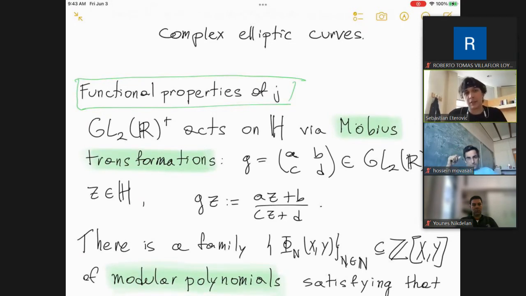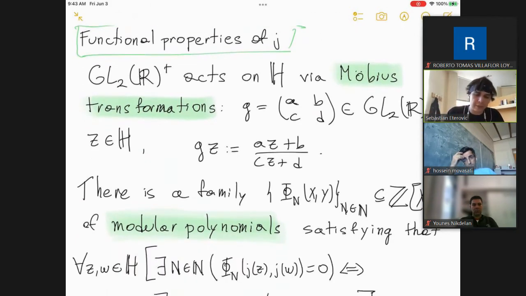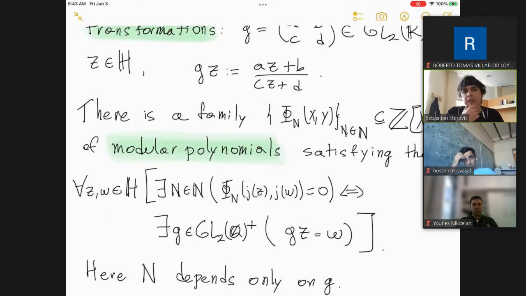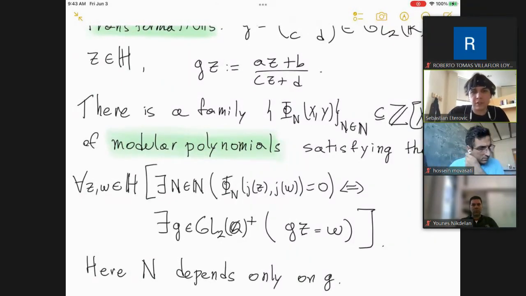Now, in some cases, for certain kinds of matrices, the J function is able to witness the action. And so in order to be able to say this precisely, what we say is that there is a countable family here, phi sub n, of polynomials with integer coefficients called the family of modular polynomials. And the property that these modular polynomials have is that 2 elements in the upper half plane are related by a matrix with rational coefficients if and only if their J values are a 0 of a specific modular polynomial.